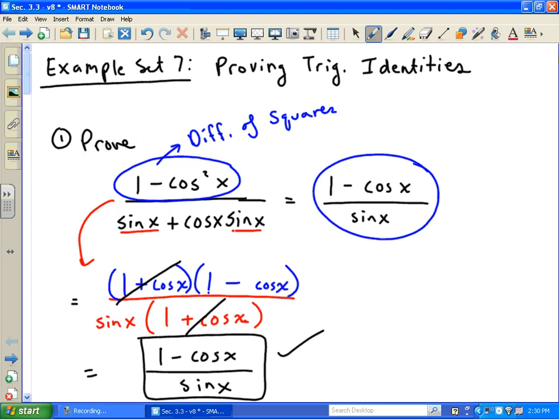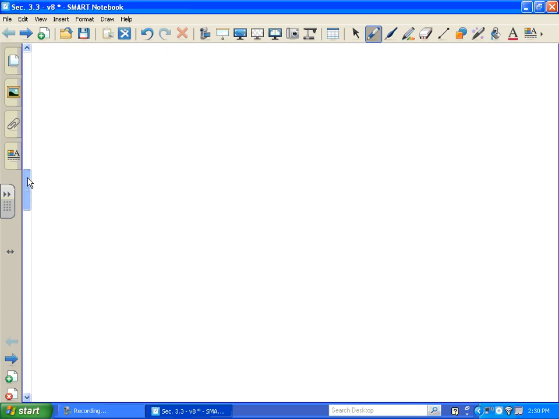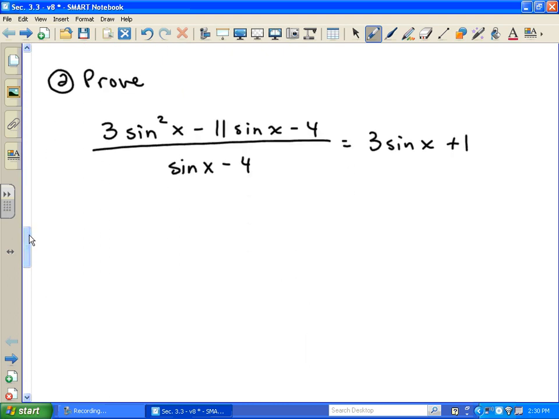I'd like to look at one other example where it would involve a factorization of trig functions. Okay, with this particular problem, I want to prove the left-hand side is equal to 3 sine of x plus 1. The left-hand side is most obviously the more complicated side. The top, I'm going to notice, is a trinomial. In other words, I have a sine function that's squared. In the middle, I have a sine function by itself, and at the end, I have a constant. And so what I will do is factor that numerator.